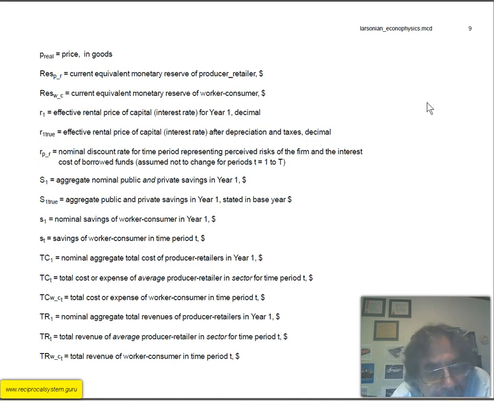Capital TR sub 1 equals nominal aggregate total revenues of producer retailers in year 1, in dollars. TR sub T equals total revenue of the average producer retailer in the sector for time period T. TR underscore W underscore C sub T equals total revenue of the worker consumer in time period T. That's in dollars.